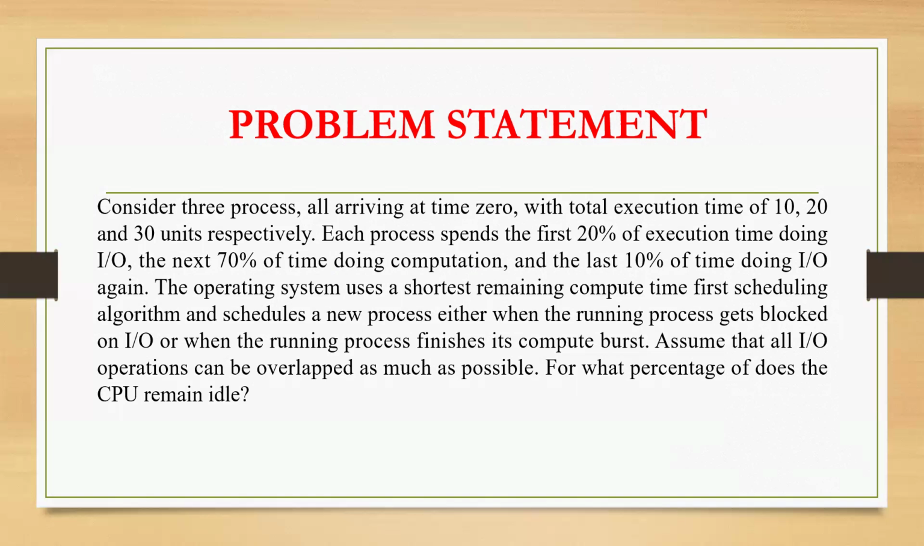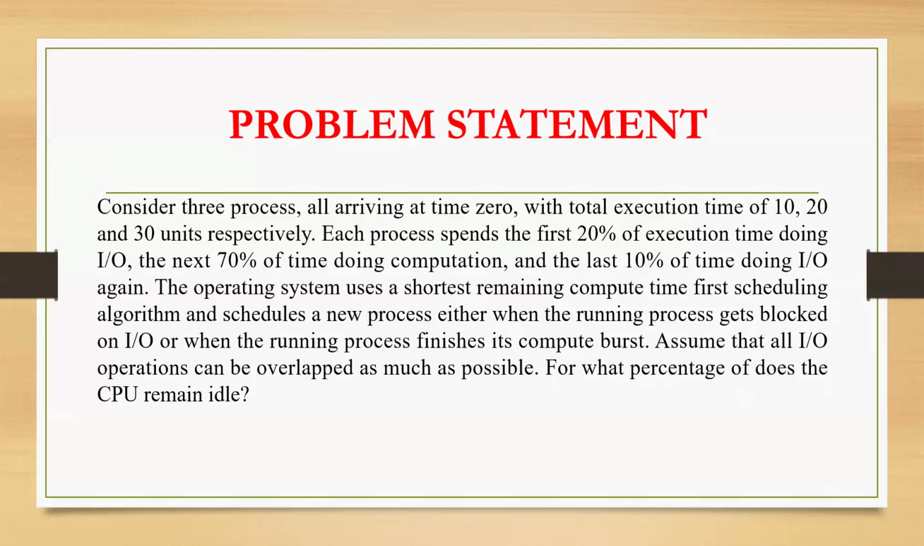So the operating system uses the shortest remaining computing time first scheduling algorithm and schedules a new process either when the running process gets blocked on IO or when the running process finishes its compute burst. Assume that all IO operations can be overlapped as much as possible. For what percentage of time does the CPU remain idle? This is the problem. Okay, I will give the solution.